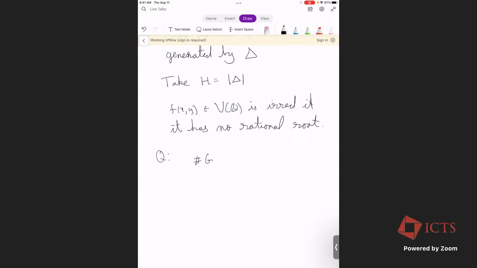And so now our question becomes, how many SL_2(Z) orbits are there on irreducible binary quadratic forms with height less than X?